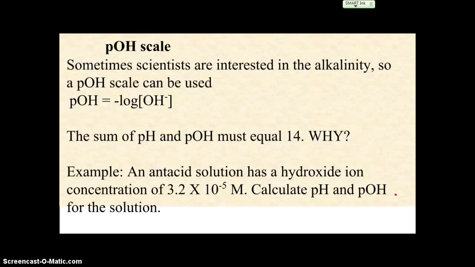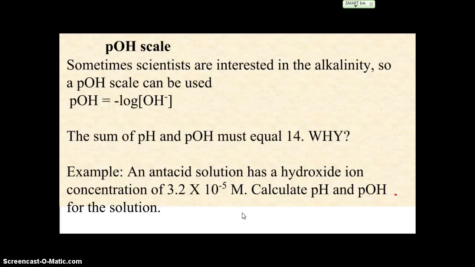So that means the negative log of those would also have to add up to 14. So if you were told you had an antacid solution with a hydroxide ion concentration of 3.2 times 10 to the minus 5th, you could calculate both the pH and the pOH.